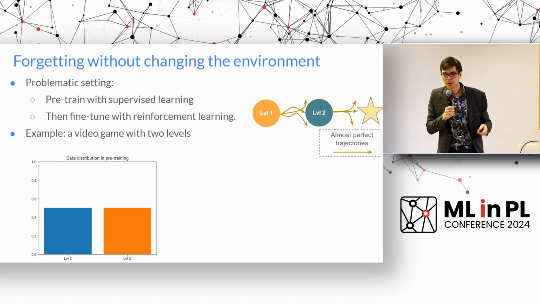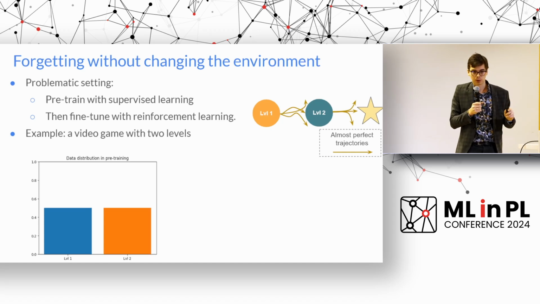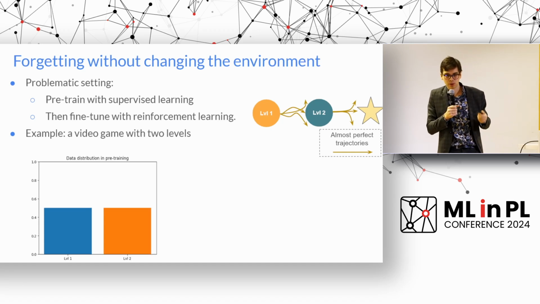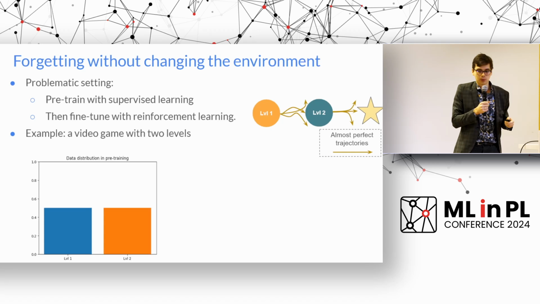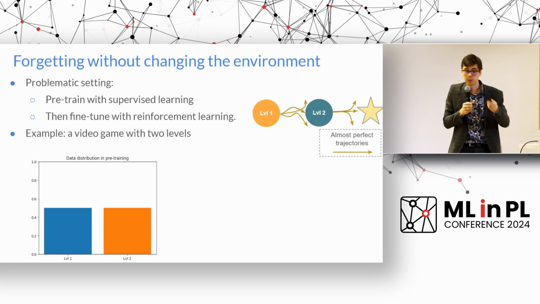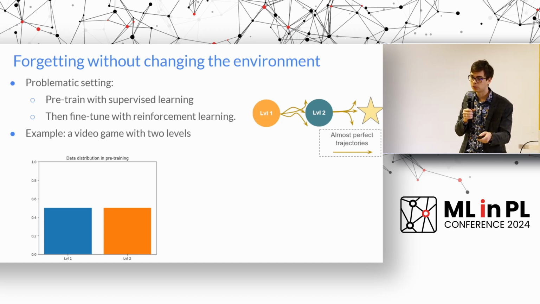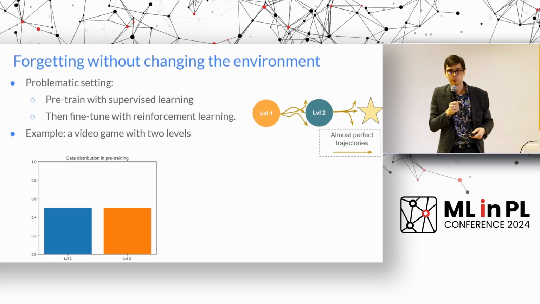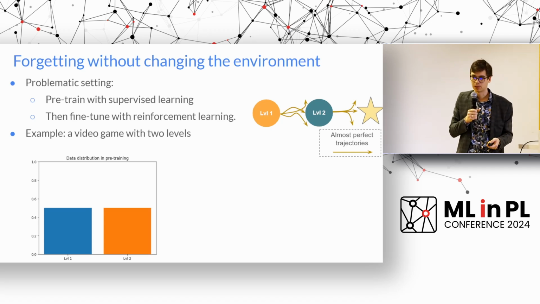So we get a model that is basically almost perfect everywhere, right? Why almost perfect? Because in practice, it is extremely difficult to clone your data perfectly. There will always be some very small mistakes, and those mistakes tend to accumulate. What it means in practice is that when we run our pre-trained model in this environment, it will sometimes die on the first level, and it will not see the second level, right?